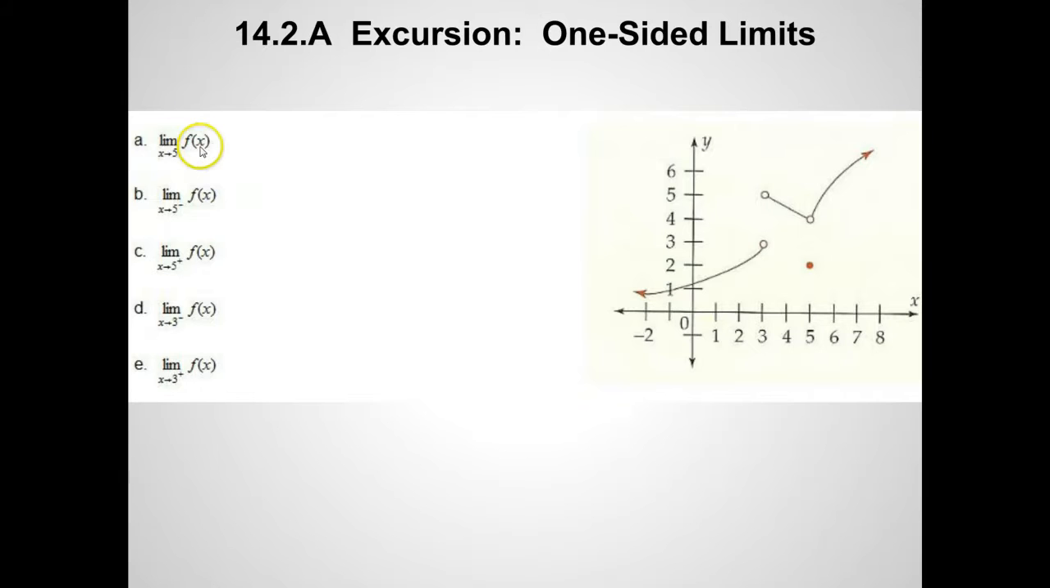That's not a one-sided limit. B is. The limit of the function as x approaches 5 from the left is 4. From the right is 4. And we've already discussed those last two. So here are our answers to those 5 that you would have done at the end of your guided reading assignment for 14.2.3.